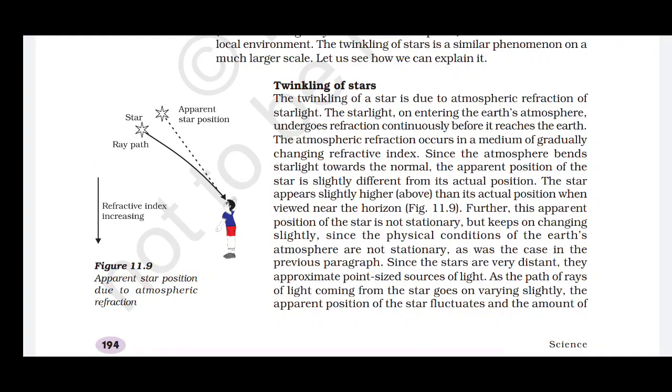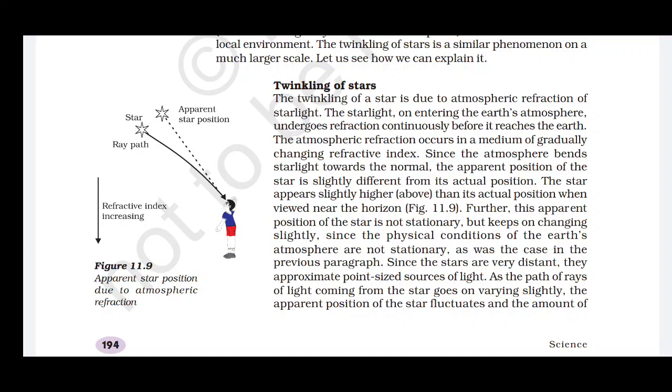The stars twinkle due to the atmospheric refraction of starlight. The starlight, that is the light of the star, enters the atmosphere, undergoes a refraction before it reaches the earth. The atmospheric refraction gradually changes its refractive index. Because of this, the atmosphere bends starlight towards the normal. The apparent position of the star is slightly different from its actual position. The star appears slightly above its actual position when viewed near the horizon.